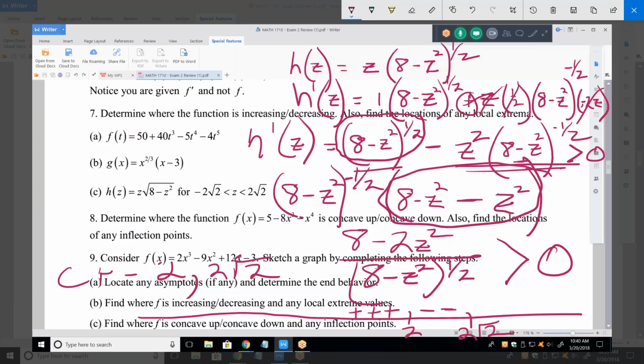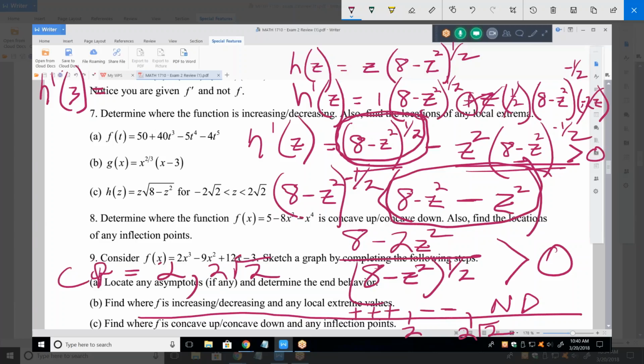Critical points are those two. So I need to plug in 3. I need to do h prime of 3. It should be relatively easy. Notice what happens. That is undefined, because when you square 3, you get 9. 8 minus 9 is a negative number, and I'm trying to take the square root of a negative number. So, not defined. The first derivative is not defined.